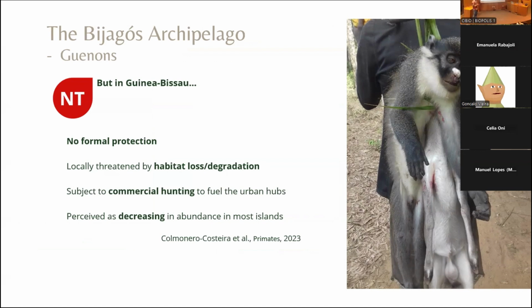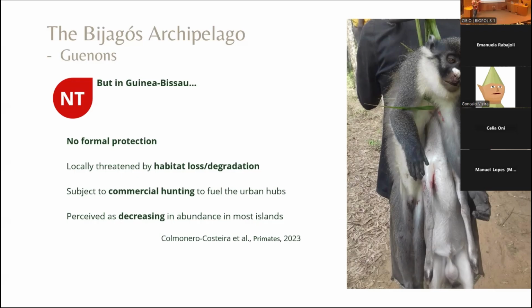There's no records of them. They don't appear on the surveys anymore, but they still exist on the islands, and we do know that. But on these islands, there's not really any formal protection of the species.